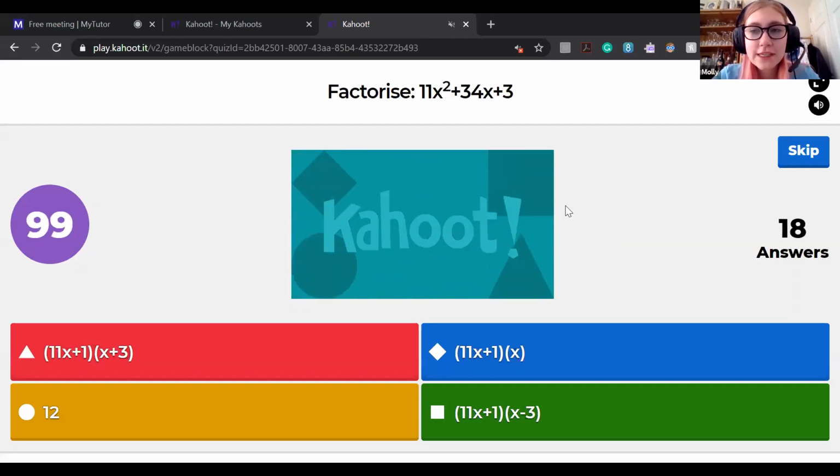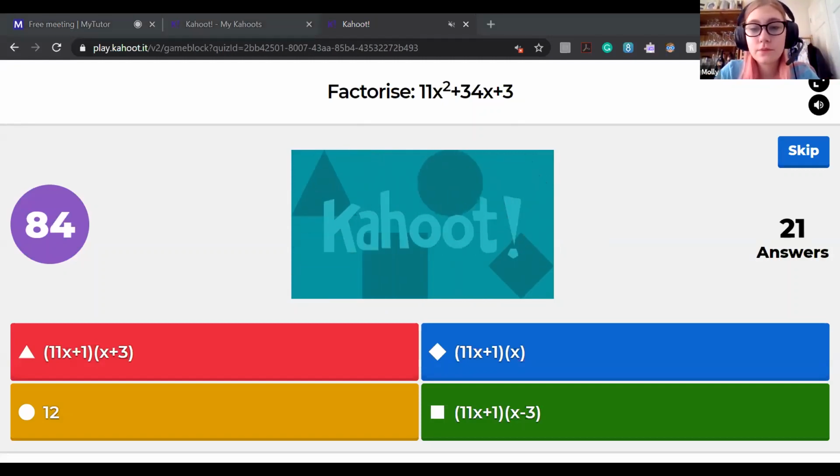This one is actually a lot easier than it looks, because you can only split 11x squared into an 11x and an x, and then 3 can only be 1 and 3. So it's literally just which way around do they go. So not too bad at all. Okay, 10 more seconds.